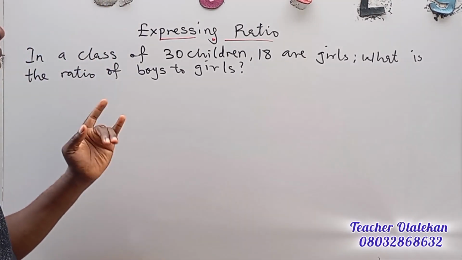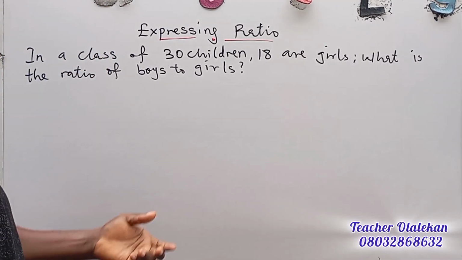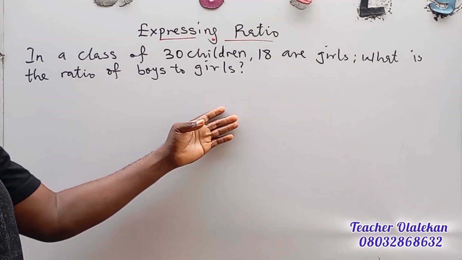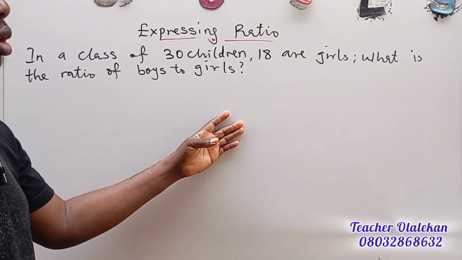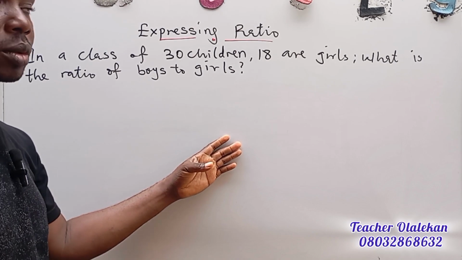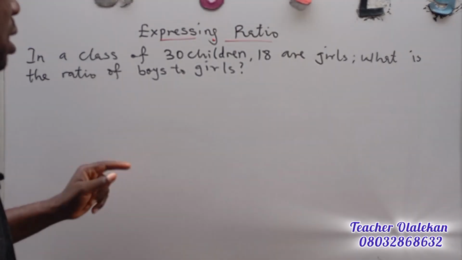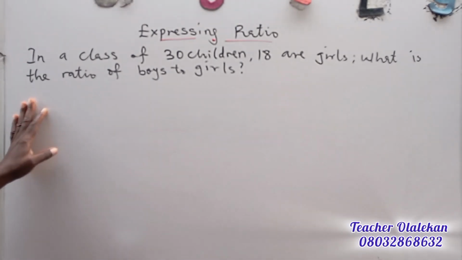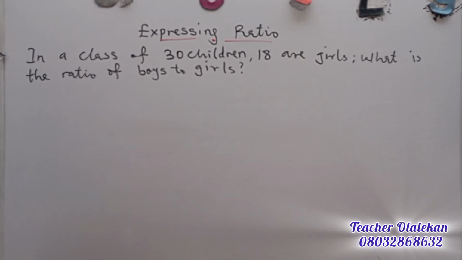How do we express a ratio? How do we express a figure as a ratio of another figure? If you have the figures, you just write them side by side and you reduce to the lowest term, just the way we did the simplification of ratio. But in this case, the question we have on the board says: in a class of 30 children, 18 are girls. What is the ratio of boys to girls?